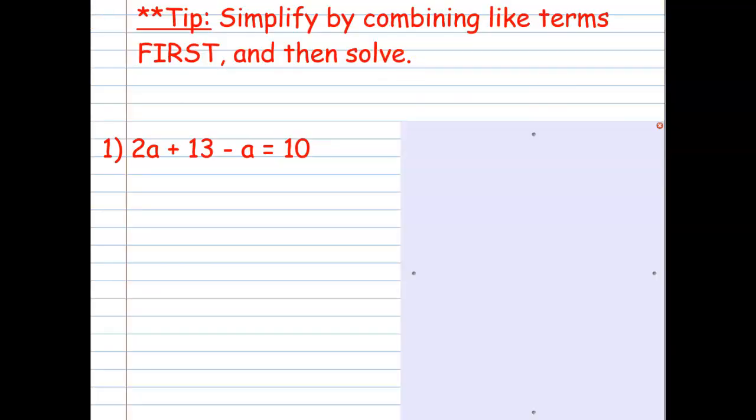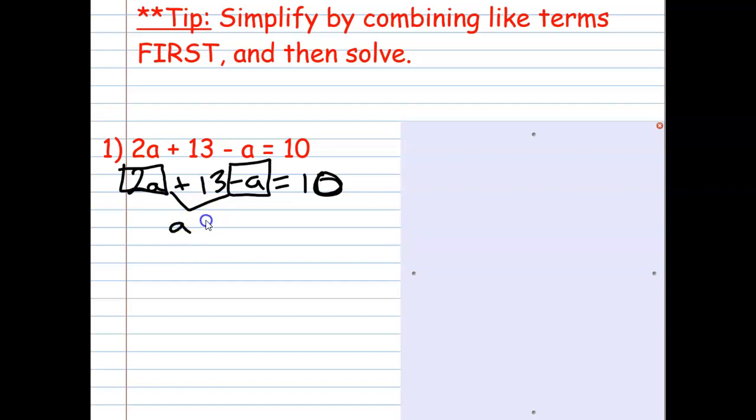Okay, go ahead and pause and copy this down. I want you to copy it down twice because we're going to ugly this one up. All right, when we start, we're going to start by looking for, hey, what can we combine? And I see that I have some like terms here. I have some variables that I can combine. 2a minus a is a. Then I can bring down my constant. I can bring down the rest of my business here. And then I just got a one-step equation.